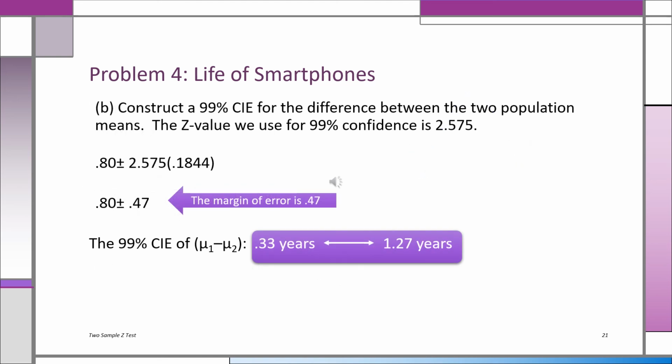We're constructing a 99% confidence interval estimator for the difference between the two population means, mu1 minus mu2. We use the appropriate formula for this. The middle of the confidence interval is 0.8 years. That's the value that we got for the difference between the two sample means. The z-value that gives you 99% confidence, or the central 99% of the distribution, is 2.575. We multiply it by 0.1844, which is the standard error of the random variable. And so 0.47 is the margin of error. And the 99% confidence interval of the difference between the two means goes from a low of 0.33 years to an upper level of 1.27 years.